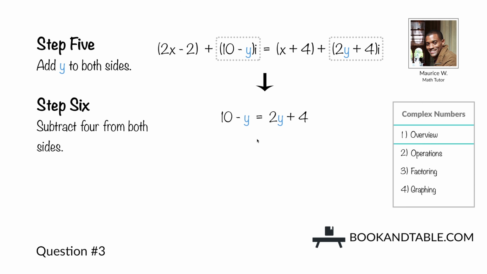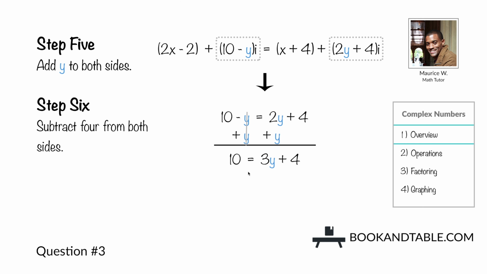And now we want to solve for y. So we'll start by adding y to both sides. That will get rid of y on the left side. Negative y plus y would be 0. So we'll have our y's on just one side. So that gives us 10 is equal to 2y plus y is 3y plus 4.